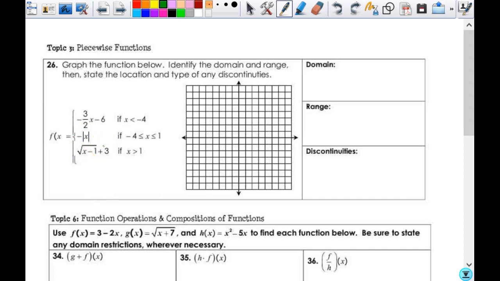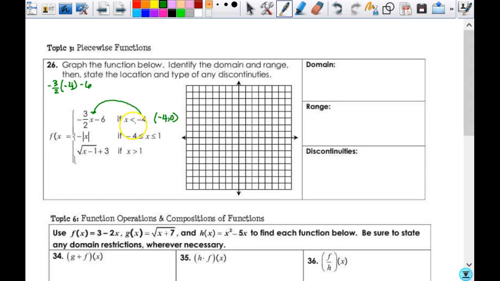So from negative infinity to negative 4, I'm going to have the linear. So I got to figure out where the endpoint of this section of my graph is. So I need to substitute in this negative 4 into right there. So it'll give me negative 3 halves times negative 4 minus 6. So that gives me positive 12 divided by 2, which is 6, minus 6, which is 0. Okay, that number I got was my y value. The ordered pair that I plot is negative 4, 0.